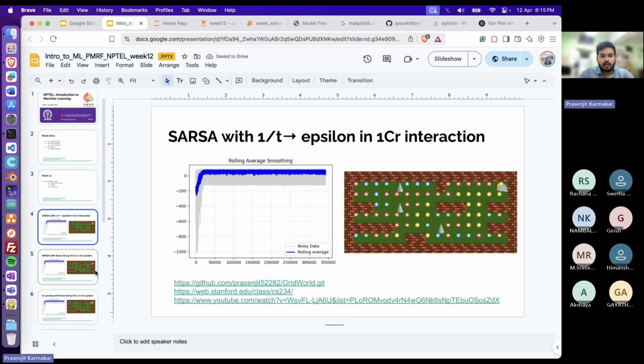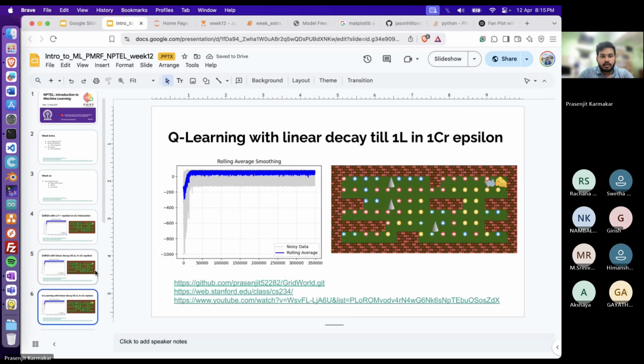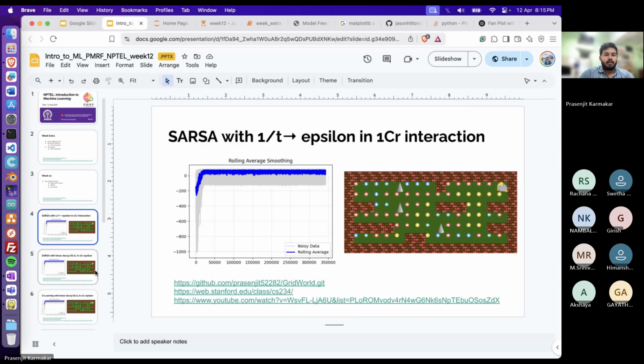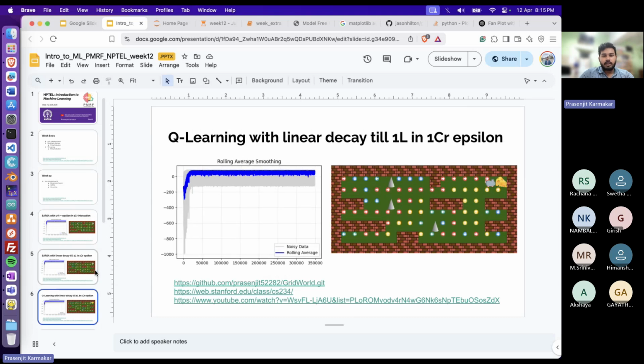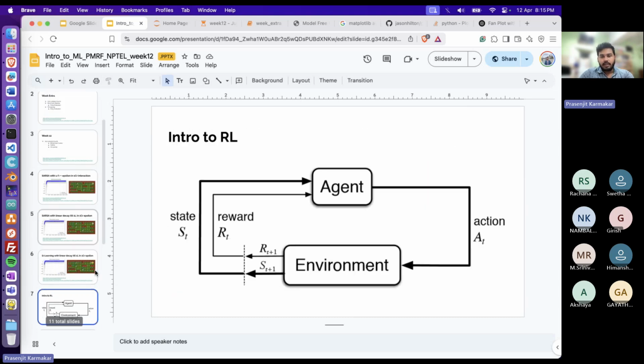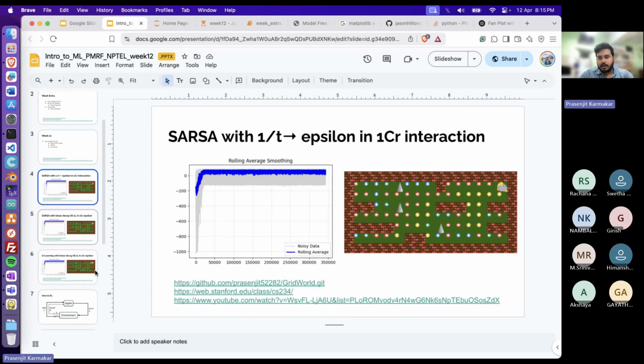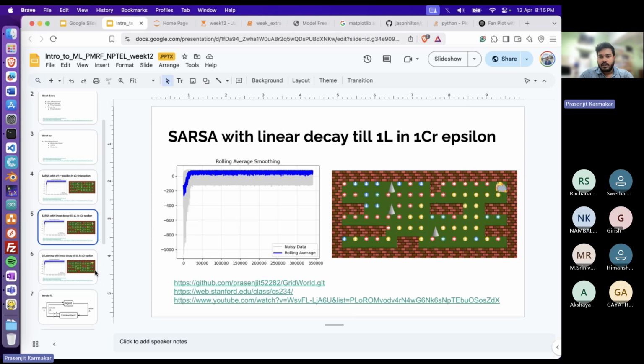Okay, so you can see from these three, these are the kind of their learning curves and their emergent policies, and they are not the same. Okay, they are different in some scenarios. If you just check for every action at every state, they're a bit different.